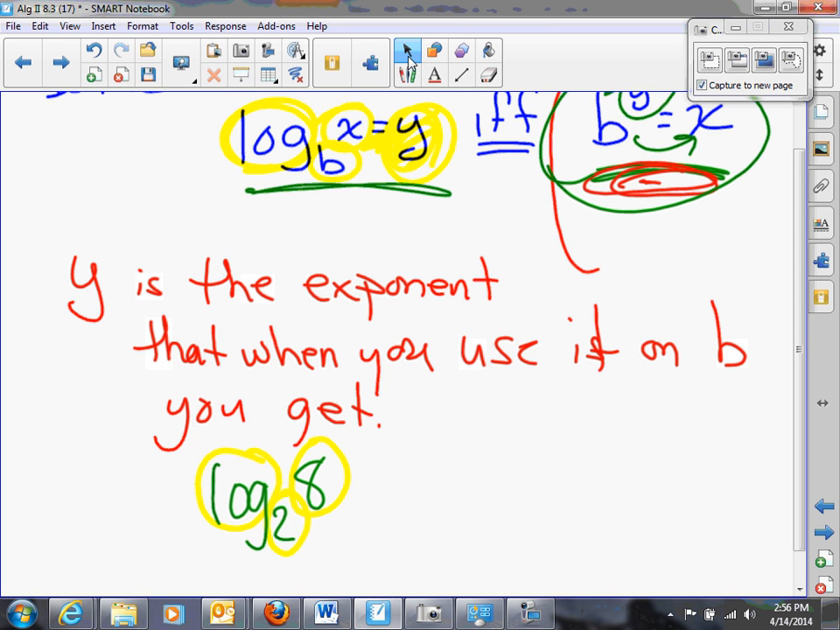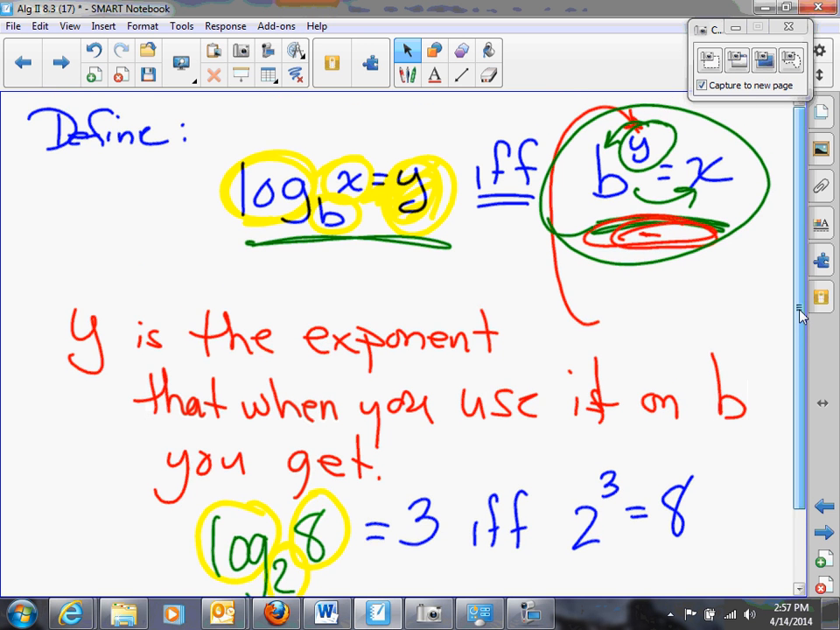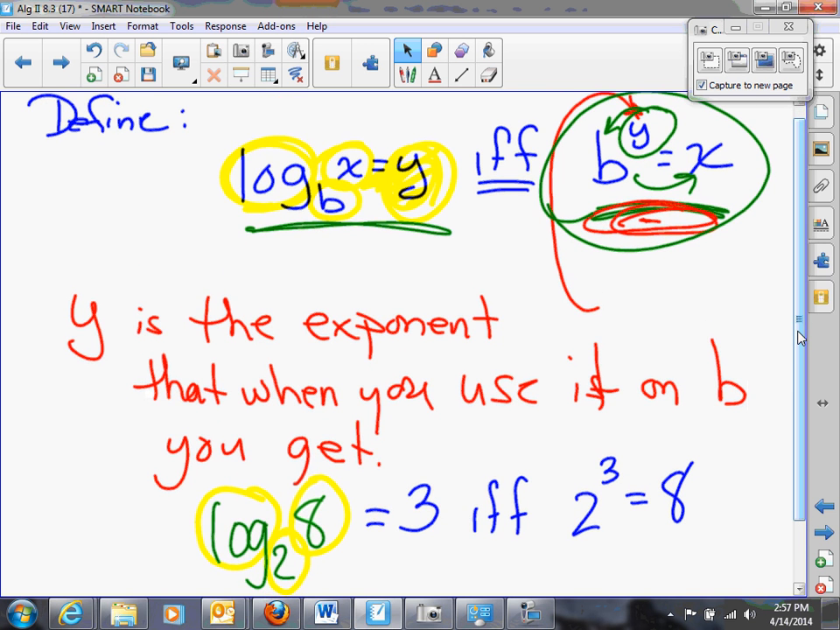I hope at this particular point you said, why, Mr. McFarland? I would use 3, because 2 to the third is equal to x. Now watch this. By the definition, log base 2 of 8 equals 3 if and only if 2 to the third equals 8. And it does.